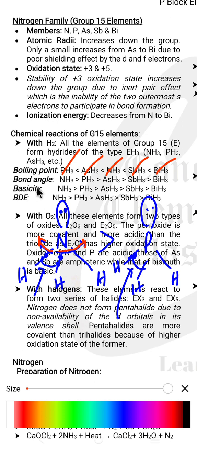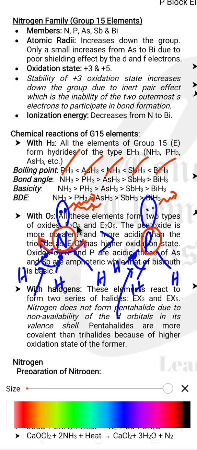Okay, basicity. Basicity is the property of giving out this lone pair of electrons to an acid. Nitrogen has higher electronegativity than phosphorus, so nitrogen pulls more electrons from hydrogens. So this nitrogen has higher electron density as compared to phosphorus, so it can give out more electrons in comparison to phosphorus. Therefore ammonia has higher basicity than PH3 and the rest of the hydrides.